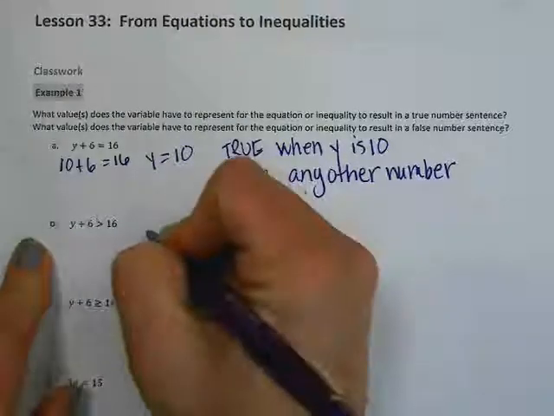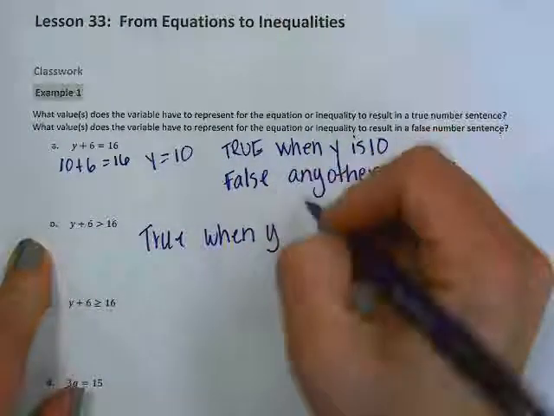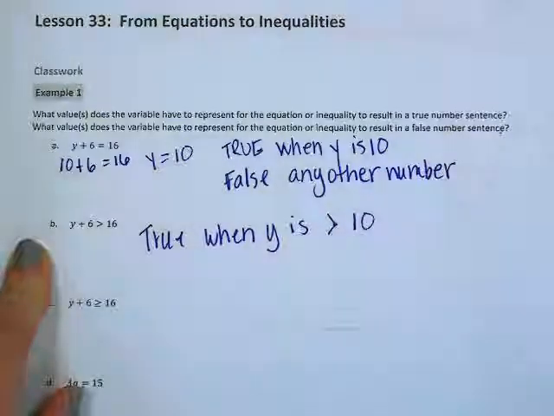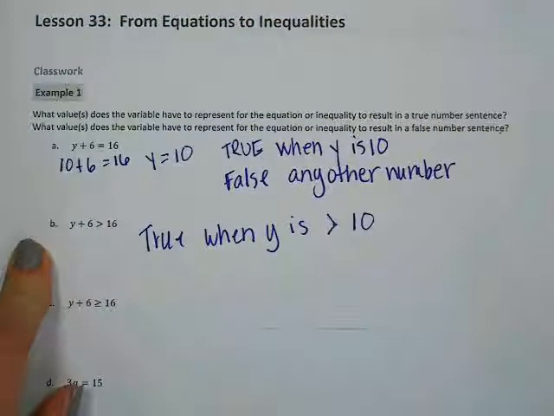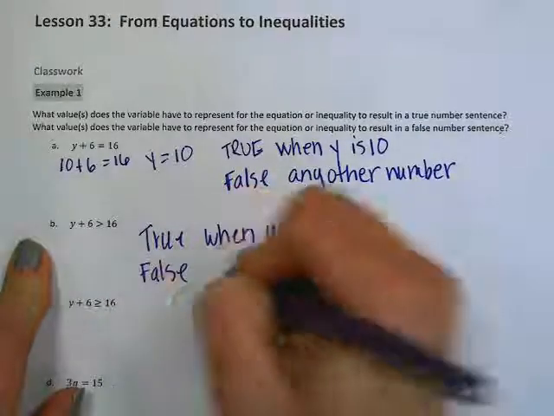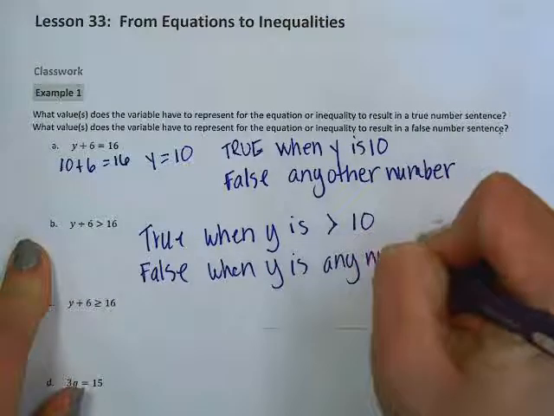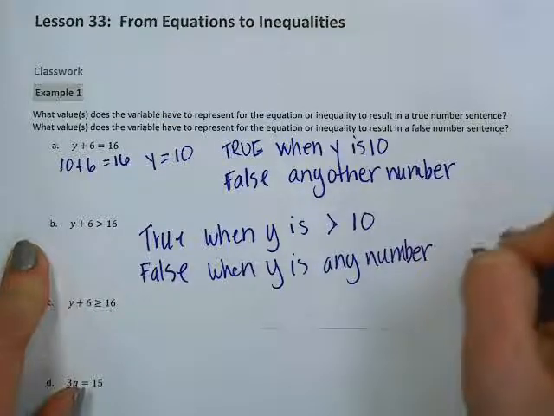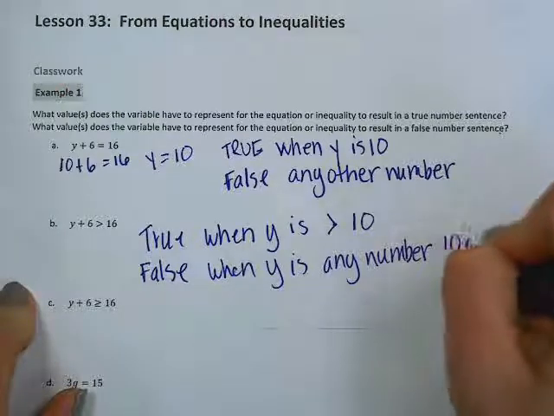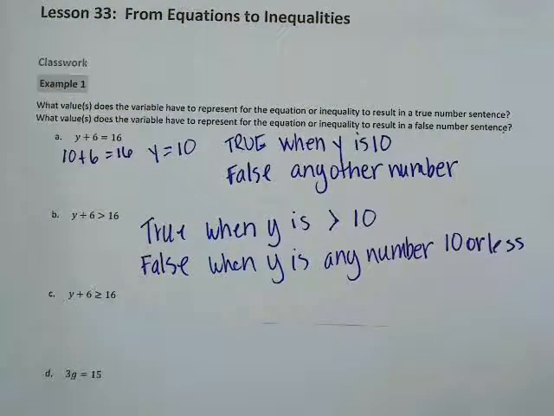true. So we would say true when y is greater than 10. So true when y is greater than 10. False is when y is any number 10 or less. So 10 would not make the sentence true, or any number less than 10.